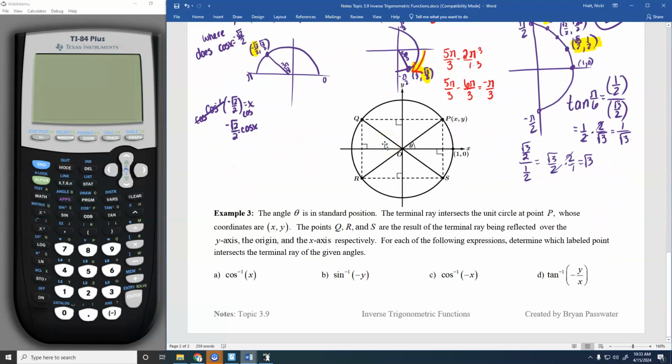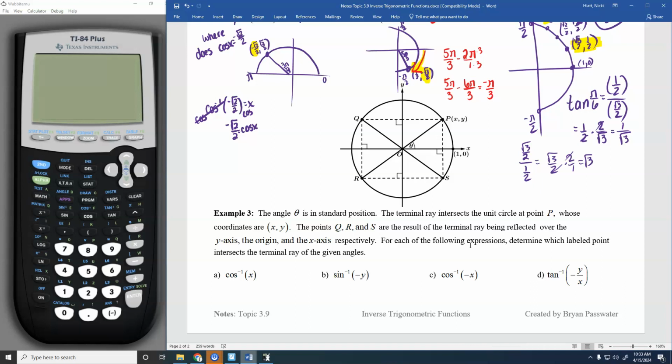All right. The last type of problem that they might give you is this weird problem here. So let's work through this one. It says the angle theta is in standard position. The terminal ray intersects the unit circle at point P, whose coordinates are x, y. The points Q, R, and S are the result of the terminal ray being reflected over the y-axis, the origin, and x-axis, respectively. For each of the following expressions, determine which labeled point intersects the terminal ray of the given angles.